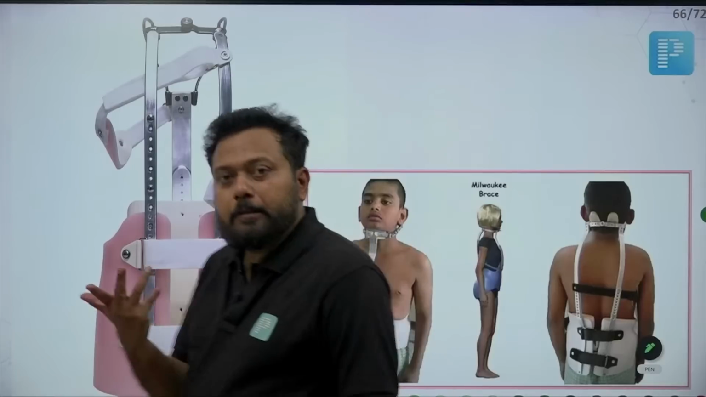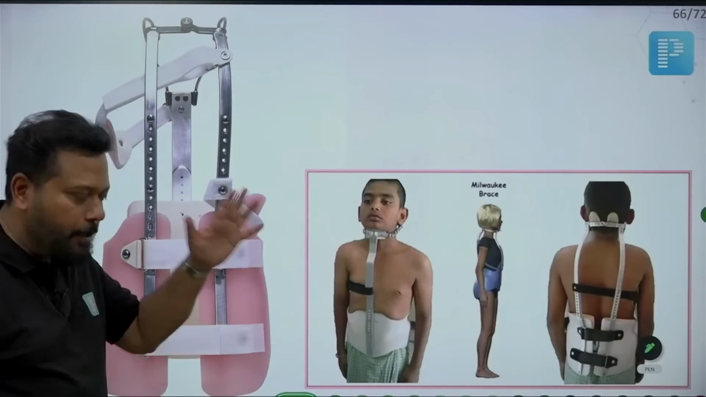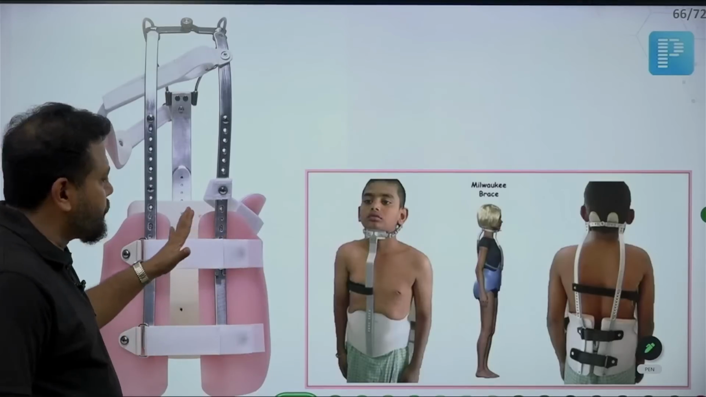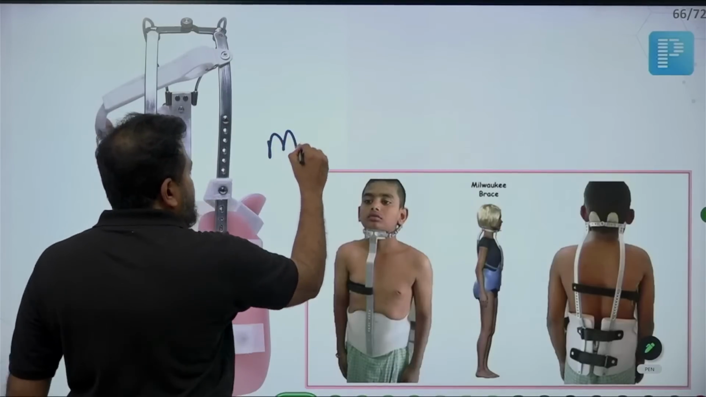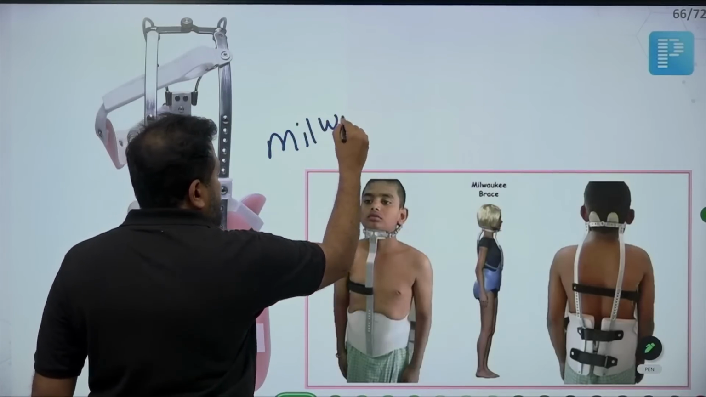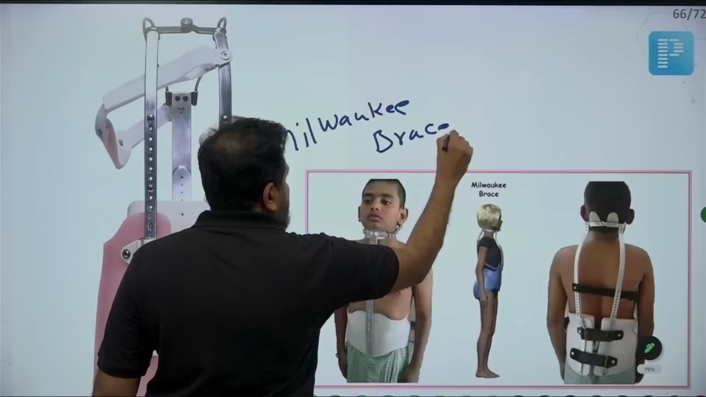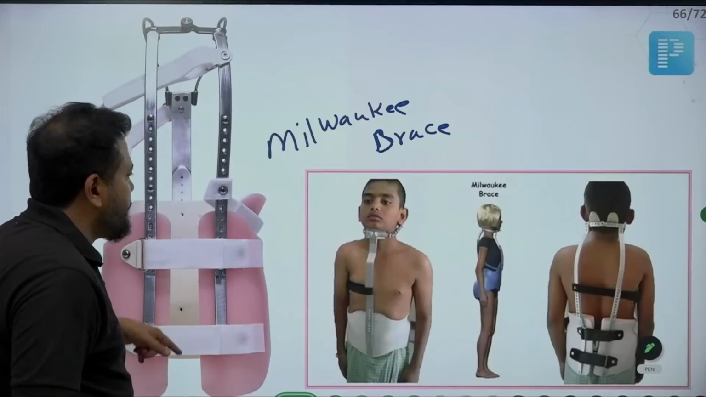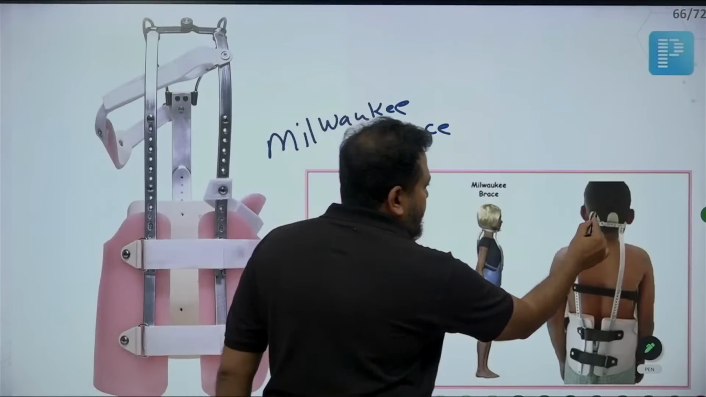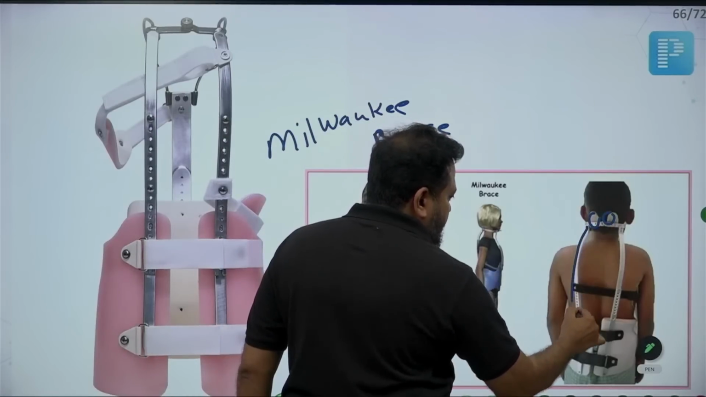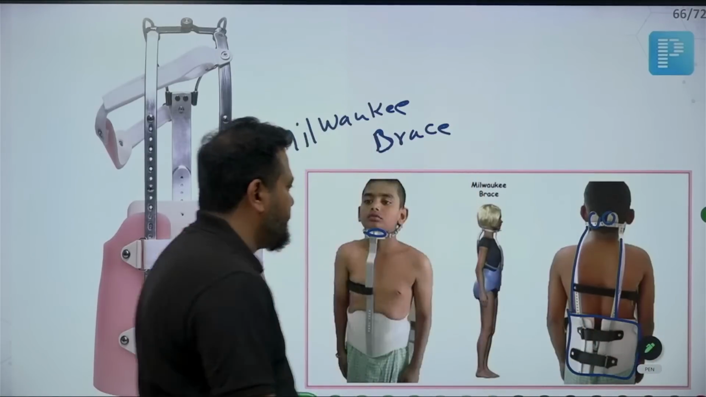Don't worry dear friends, I'll finish in 2 or 3 minutes. Very important thing. Just look at this. What is this? This is called Milwaukee brace. When you see here, a chin support is there, occipital pads are there, a steel bar is there, lumbar support is there. These are the parts of the Milwaukee brace.